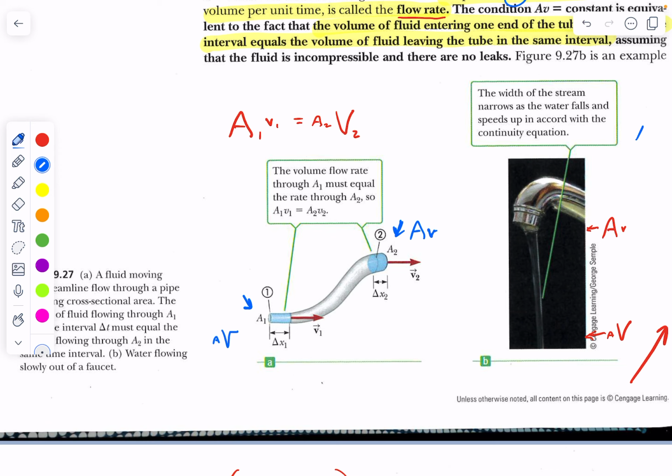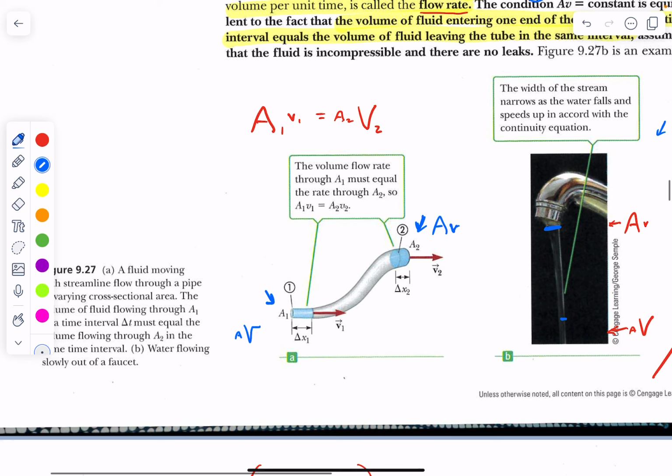And then when we look at the hose, a spigot or faucet of water, you'll notice that up here we have a very, very large opening or cross-sectional area of water. Down here, it's very small. Therefore, the speed of the water at the top is not as fast, but the speed of the water at the bottom is going a lot faster.